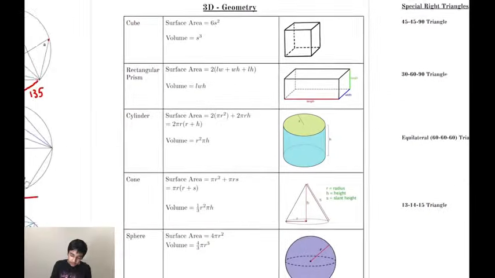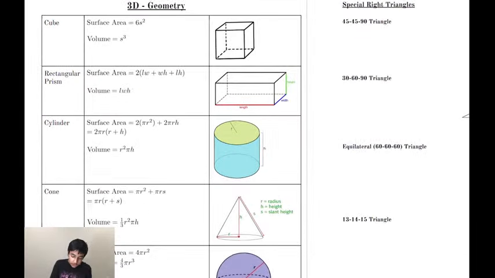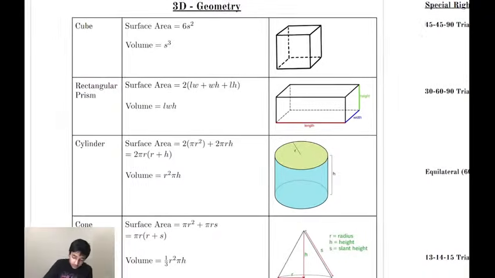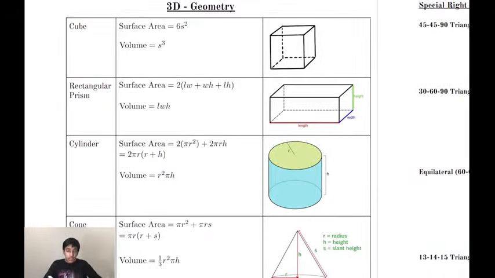So now let's take a look at three geometry formulas. In a cube, the surface area is 6s squared, the volume is s cubed. In a rectangular prism, the surface area is 2 times the length times the width, plus the width times the height, plus the length times the height. The volume is just length times width times height. In a cylinder, the surface area is 2 pi r squared, the sum of the two green faces, plus 2 pi r h, or 2 pi r times r plus h. The volume is r squared pi times h.